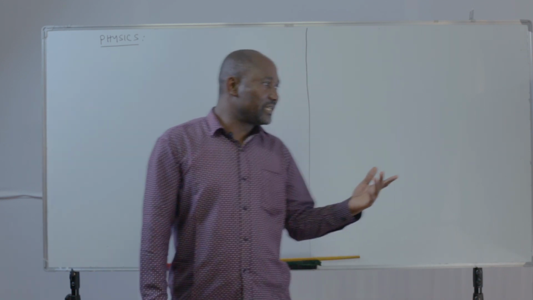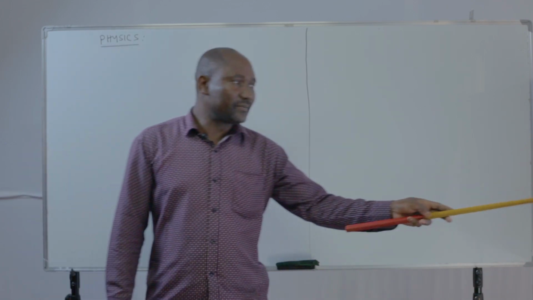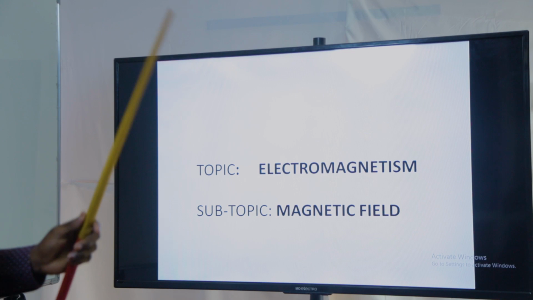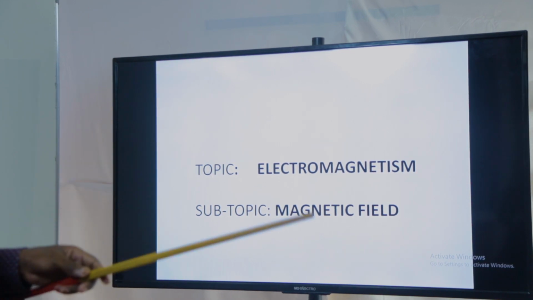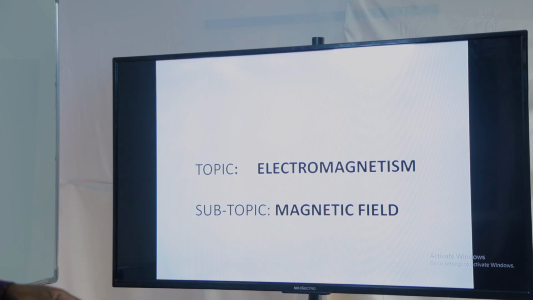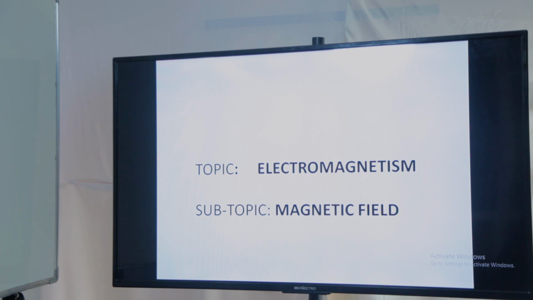Our discussion today will be based on the topic known as electromagnetism. This is the topic that gives challenges to most of our students. They fail to answer most of the questions based on this topic. And we base on the subtopic known as magnetic field.